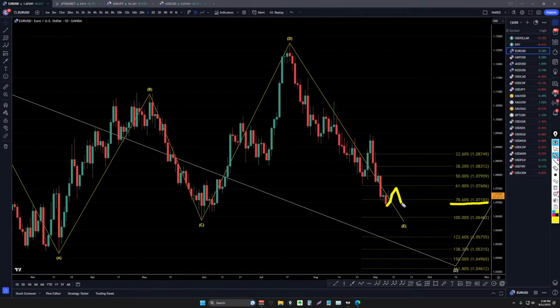I mean, it definitely could hold that 78% and then go up like that and then break structure, and that would be the end of a trend.